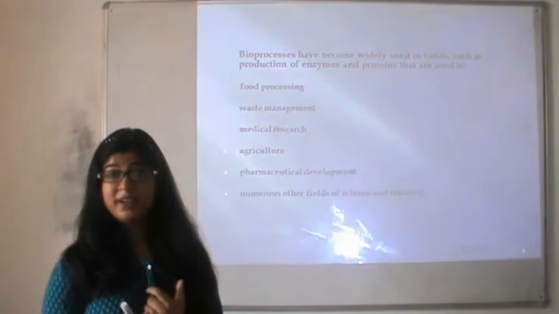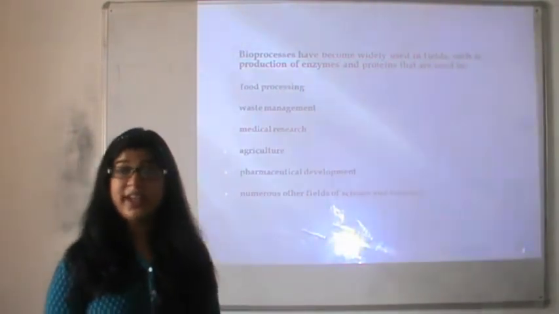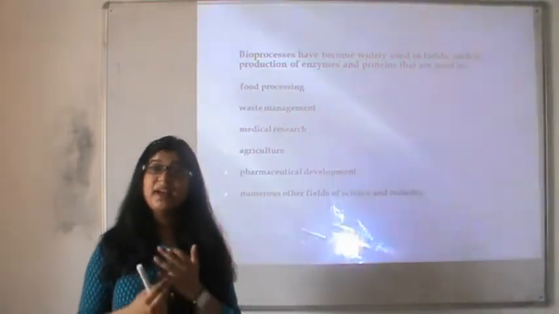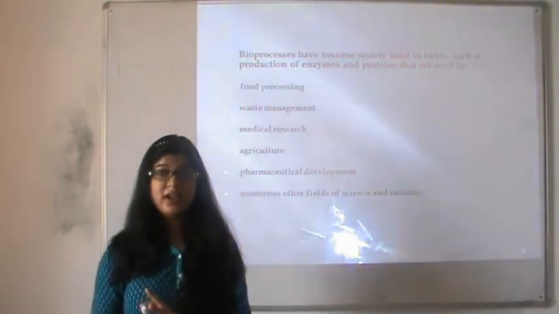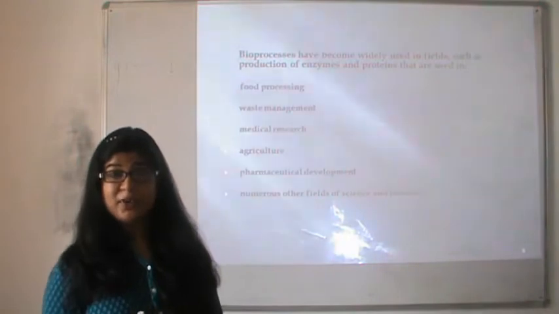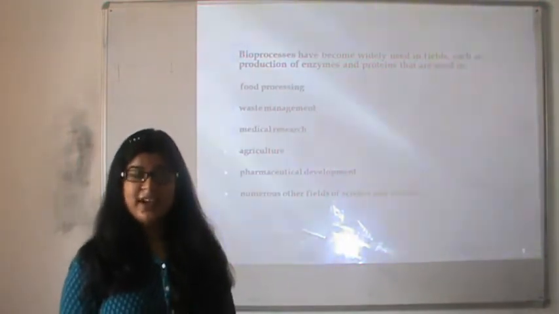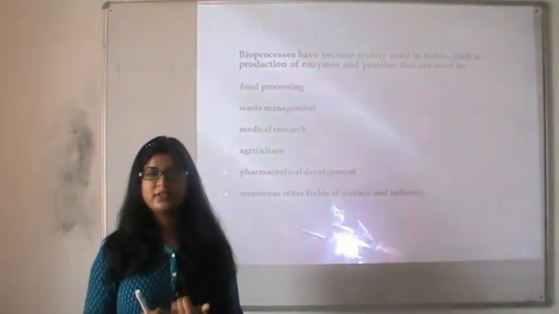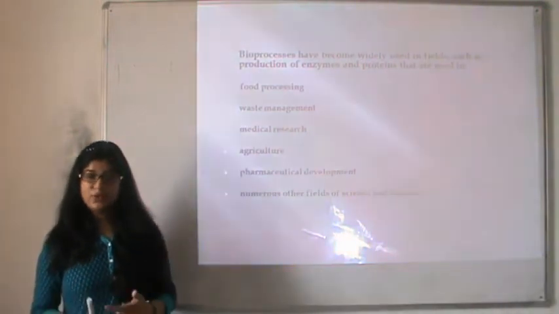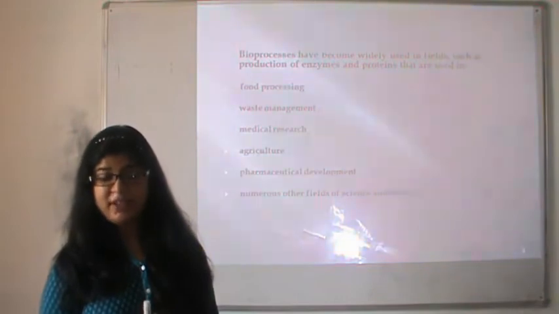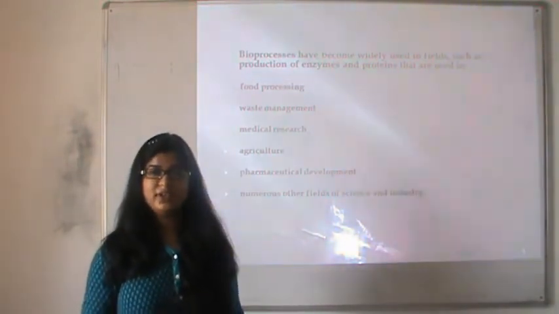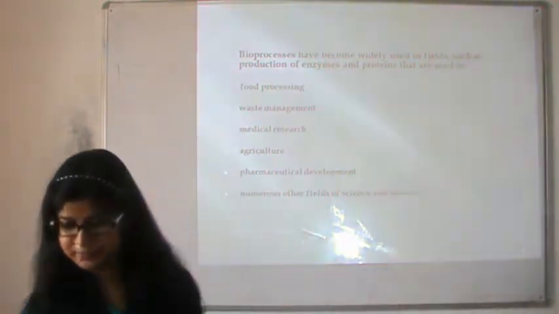Third, industries in medical research, like the penicillin example. There are many antibiotics which are produced basically by microorganisms. So, bioprocess gives us the medicines. It is a very important thing to understand. Fourth, agriculture. Fifth, pharmaceutical development, and many other industries of science.